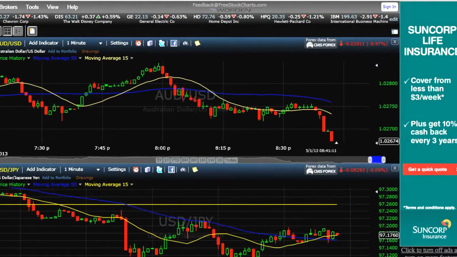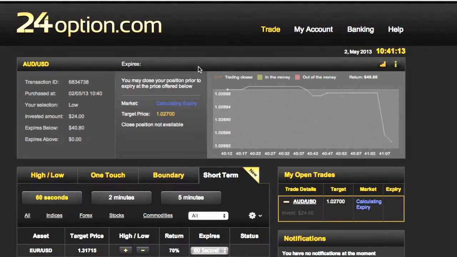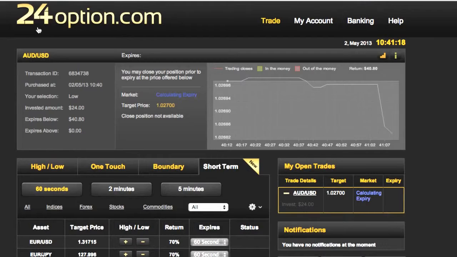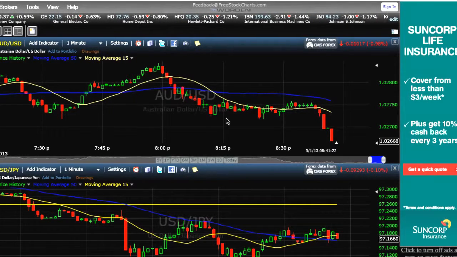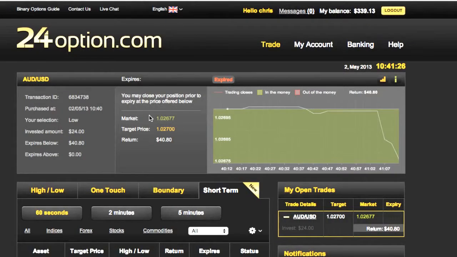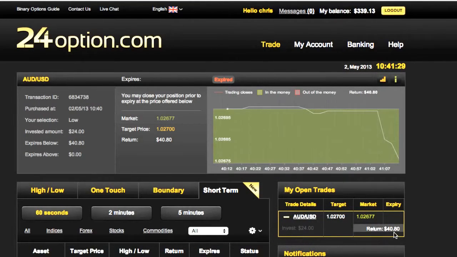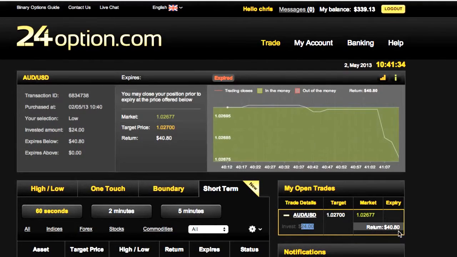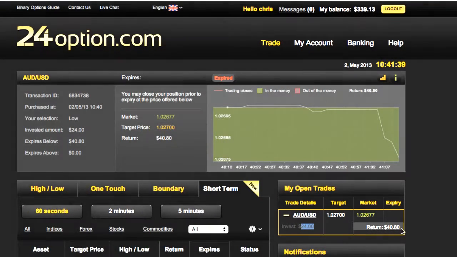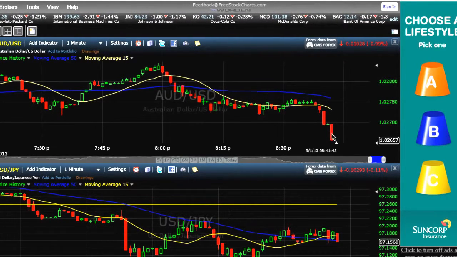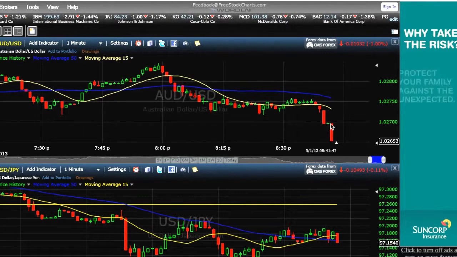Okay, so that's one. So based on that outcome, you would actually trade again. So that's a perfect example of a 60-second trade. And you'll see here, I put in $24. I've got my investment back plus another 70% on that. So with a total profit, including my original investment, of $40.80. So you can actually see here the trend is still going down. So if you traded again, you would have actually won again.